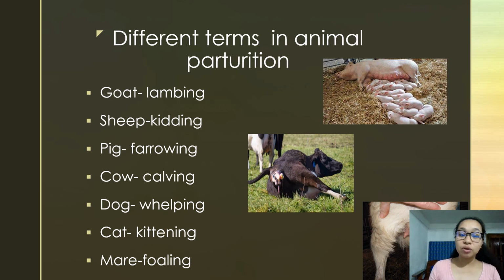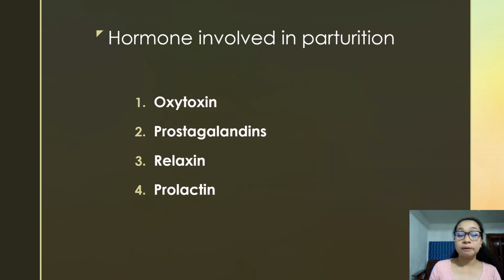These are the different terms involved in animal parturition. For goat, it is kidding. In sheep, it is lambing. In pig, it's called farrowing. In cow, it's calving. In dog, it's whelping. In cat, it's called kittening. And in mare, it's foaling.